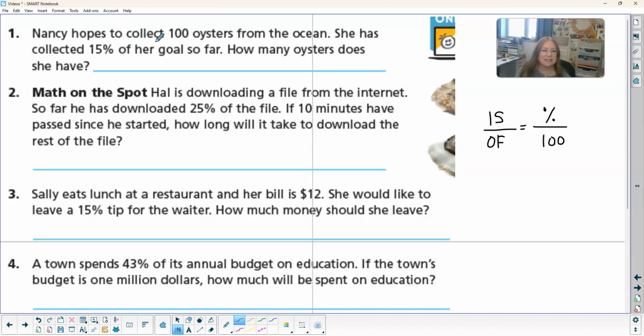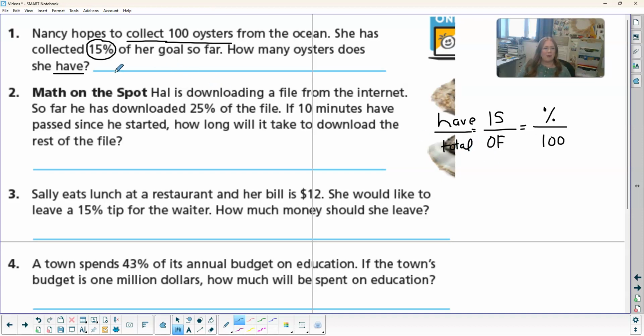So number 1 says, Nancy hopes to collect 100 oysters from the ocean. So that's what she wants to collect. She has collected 15% of her goal so far. How many oysters does she have? Right? So I'm going to add a couple words here. This is what we have, and it's out of the total.